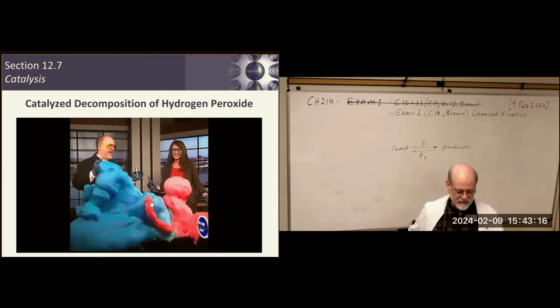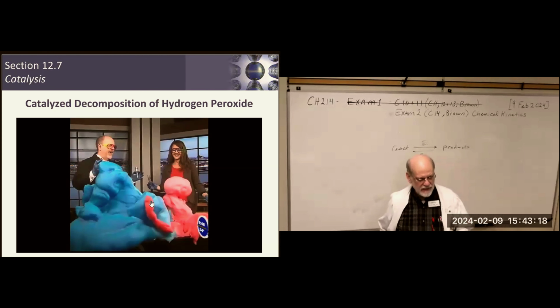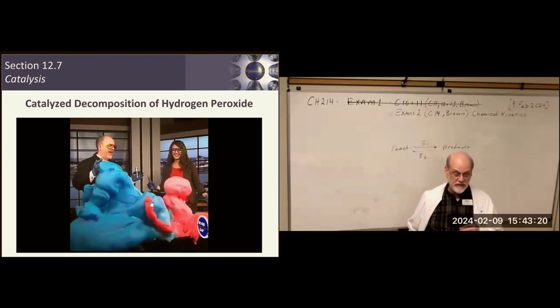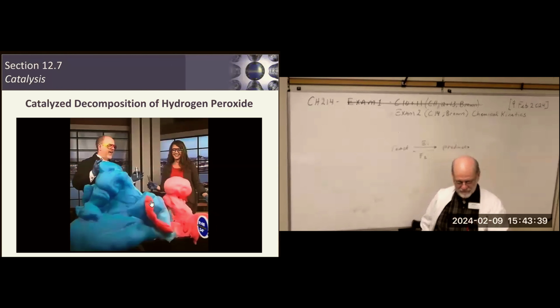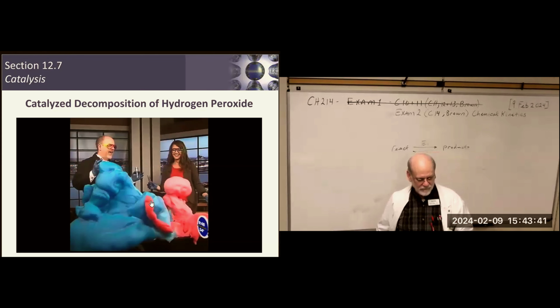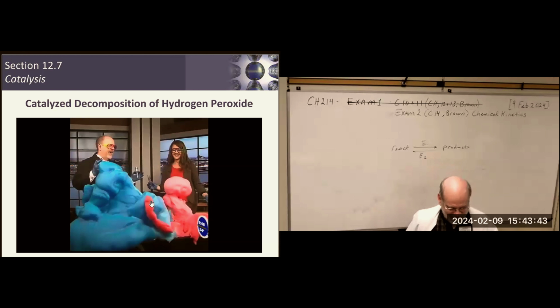So what they've done is they've taken 30% hydrogen peroxide, which is 10 times as concentrated as your medicine cabinet, and introduced a catalyst, the iodide ion. In addition to that, you've got a little soap in there that'll make it foamy, and then you've got food coloring in there to give it color. Is that what we're doing next week? Do you want to do that one next week?